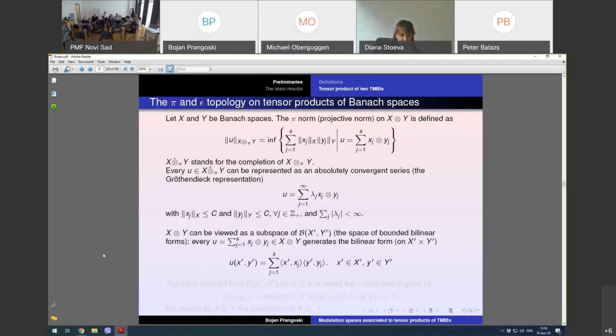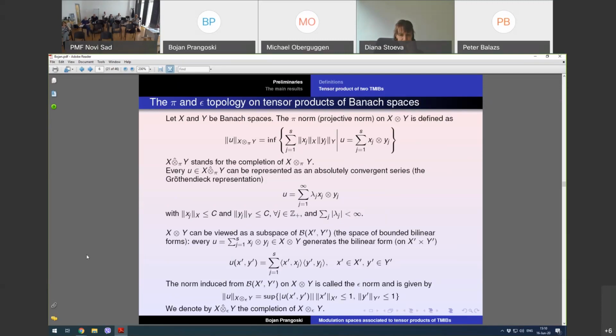Then you define the epsilon norm on the tensor product simply as the norm which is induced on the tensor product from the space of continuous bilinear forms on x prime and y prime. Of course, when you complete this space, you get a Banach space, and I will call this Banach space the completed epsilon product. Just a few remarks here.